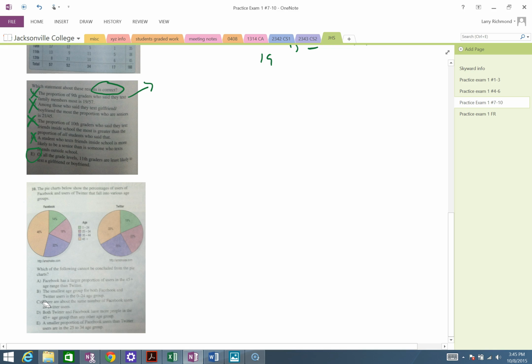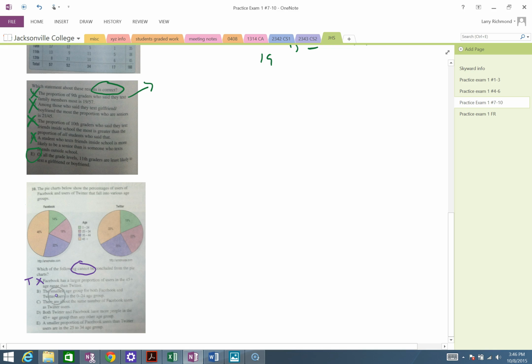Number 10. Which of the following cannot, again with a cannot, read the question sentence, it's so important, which cannot be concluded? Facebook has a larger proportion of users 45 plus than Twitter. Yeah, that's true. We see Facebook, the 45 plus people, that's the largest section. It's larger than that 33. So we're looking for cannot. This one's out. I'm going to put a little T over here, meaning this statement is true, thus it's out. Sometimes I think that helps when you're trying to find a false thing.